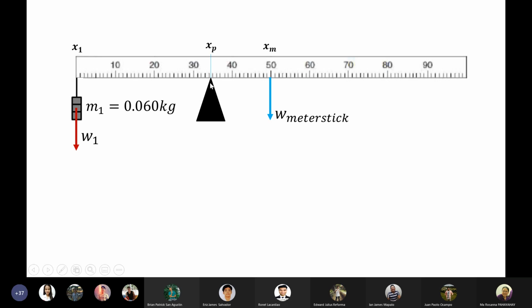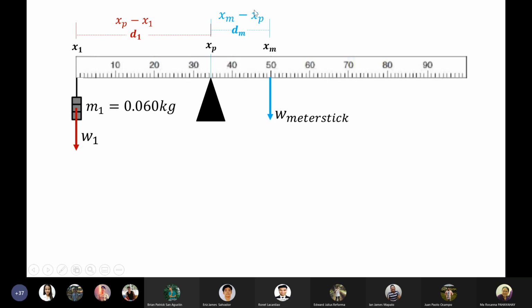Okay? So kung gusto nating malaman yung moment arm ni weight 1, we will just have the difference of this. So that will be D1. Okay, for meter stick, this is the moment arm, so that is DM. So kung gusto niyo malaman si D1, ang gagawin niyo lang is XP minus X1. Whatever the value of XP minus your initial position of your weight, which is 0 meters. For meter stick naman, okay, that will be XM, kasi mas mataas si XM minus your position, which is XP. Okay? And that will be your DM.